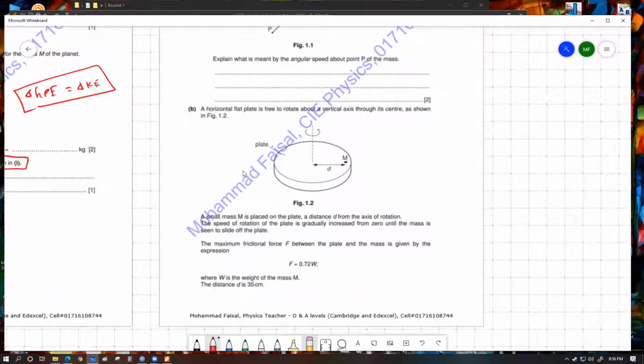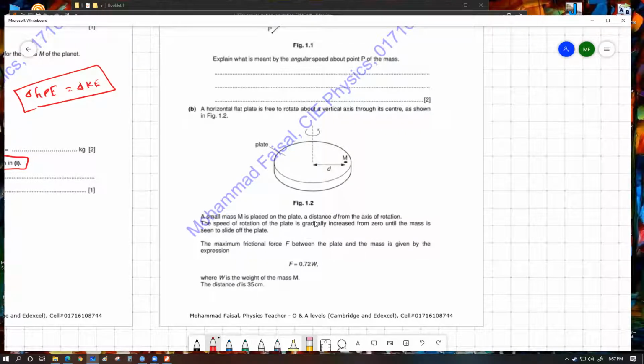This is the question that I'm interested about. Have a look at question number B. A horizontal flat plate is free to rotate about a vertical axis through its center as shown in figure 1.2. Okay, this is a horizontal plate. It is free to rotate about the vertical axis through its center. Free to rotate means there is no friction in the process of the rotation, whatever the rotating thing is, a smooth ball bearing, whatever bearing.